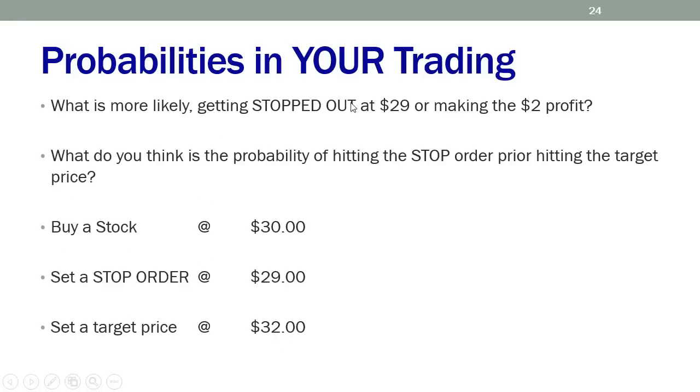Next, probabilities in your trading. Let me ask you a question. What's more likely? Getting stopped out at 29 or making $2 profit? I'm just asking the questions here, people. What do you think is the probability of hitting the stop order prior to hitting the target price?